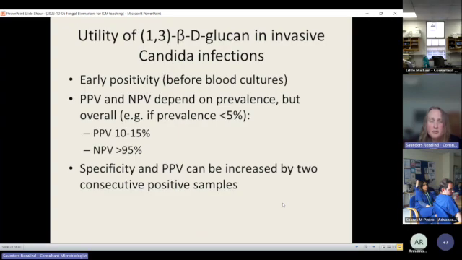And you can increase the specificity and therefore the positive predictive value if you use 2 samples, which is why if you get an equivocal result or a positive result, you'll find a comment on the sample saying repeat it so that we can see if it's reproducible and genuine or not.